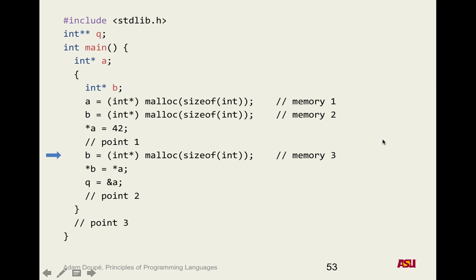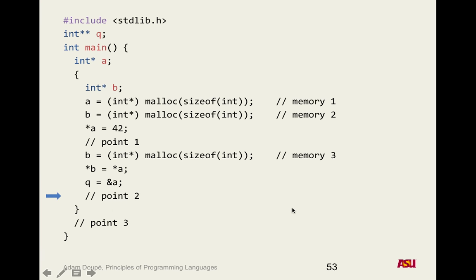Now, when we hit this line, we're calling malloc, so we're creating a new location, its memory address is 3. We're copying that 3, that value, into the location associated with B. Then we're going to do, I don't know, it doesn't matter, star A equals star B, star B equals star A. So we're taking 42 and copying that into whatever just got returned by malloc, so whatever's at memory address 3 is going to have the value 42 inside of it. Then we're storing the address of A and putting it in Q at the top.